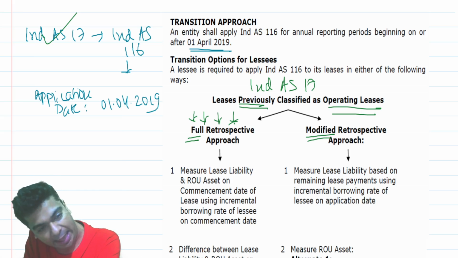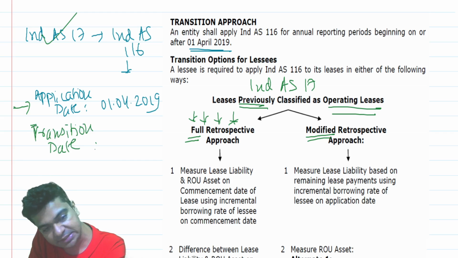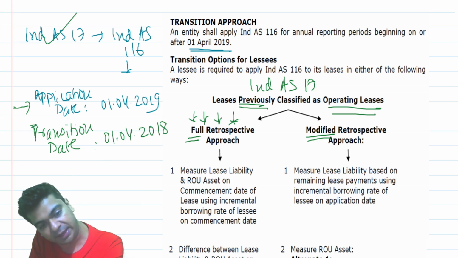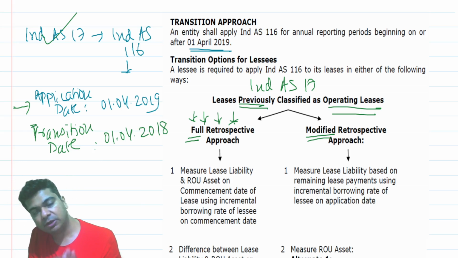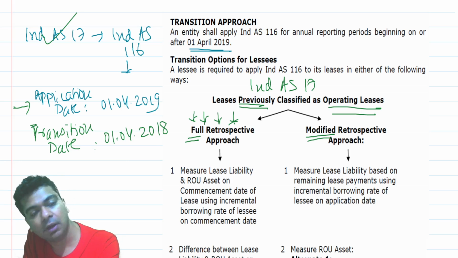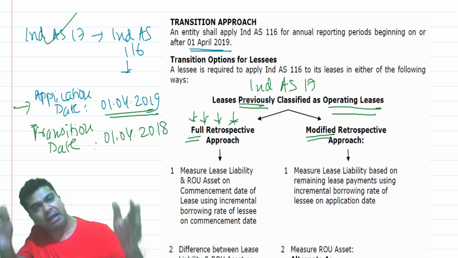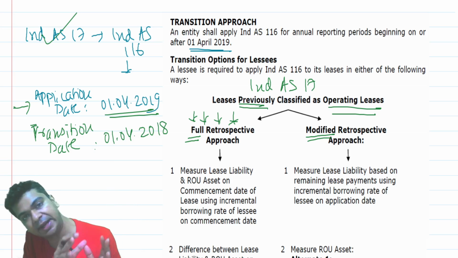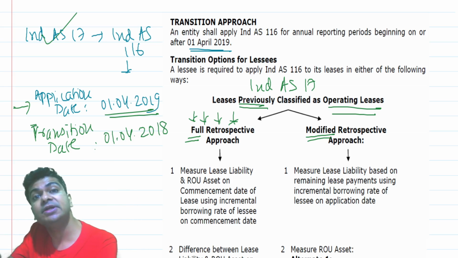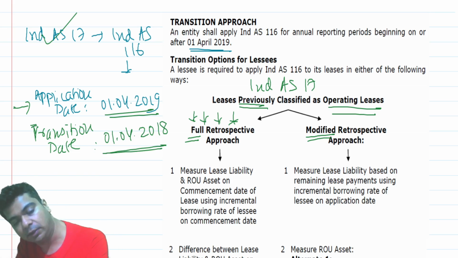Application date, as we are saying, Ind AS 116 is to be applied on 1st April 2019. So this will also have what is known as a transition date. Transition date will be 1st April 2018. Transition date means the date for which comparative information is to be provided. Agreed, I will apply Ind AS 116 from 1st April 2019, but when I prepare my books, I will show figures on 1st April 2019, and I also have to show previous year information as comparative. So transition date will become 1st April 2018.